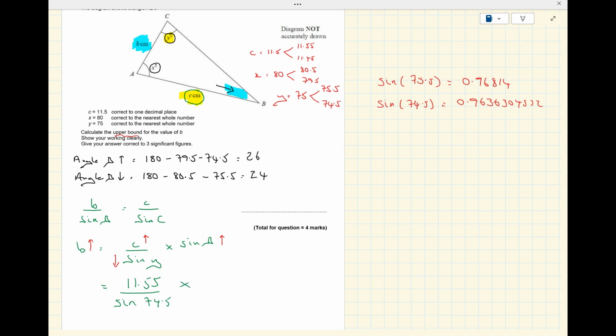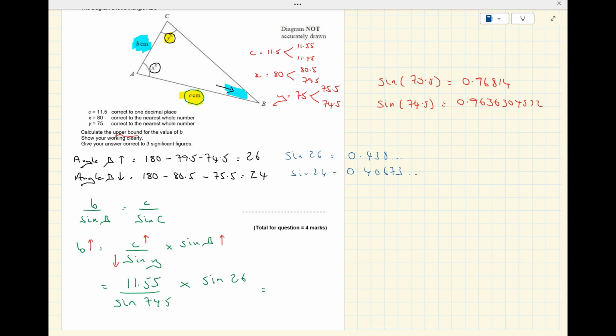Times the highest possible sine B. So you could, of course, just sine 26 and sine 24, unless you are absolutely certain about the shape of your sine curve. Sine 24, to make it clear, is 0.4067, and so on. And sine 26 is higher, 0.438, and so on. So I'm going to multiply by the sine of 26.